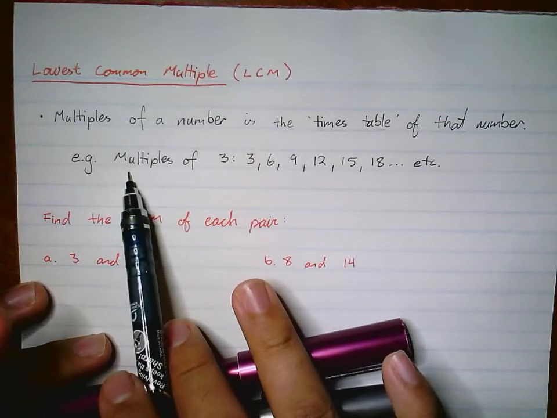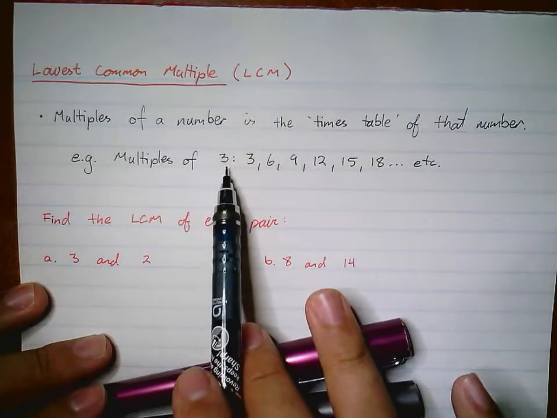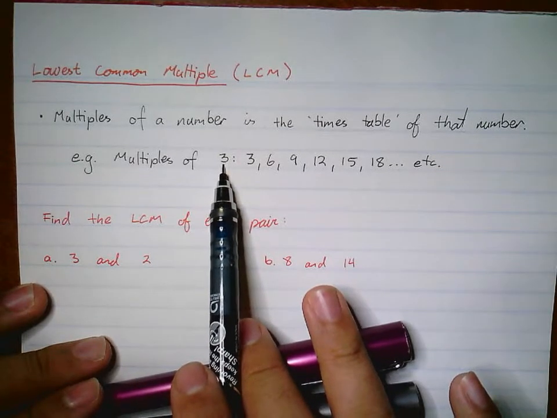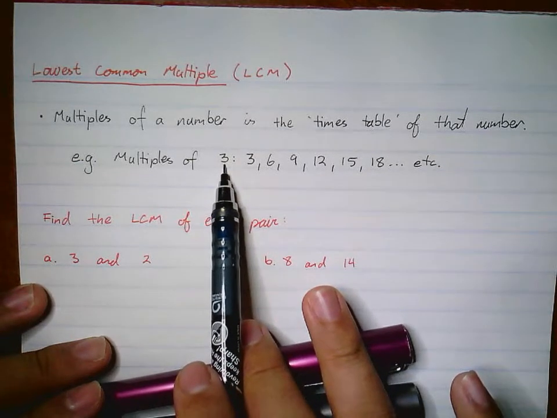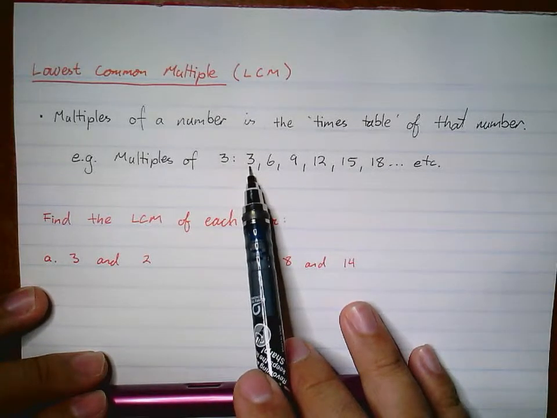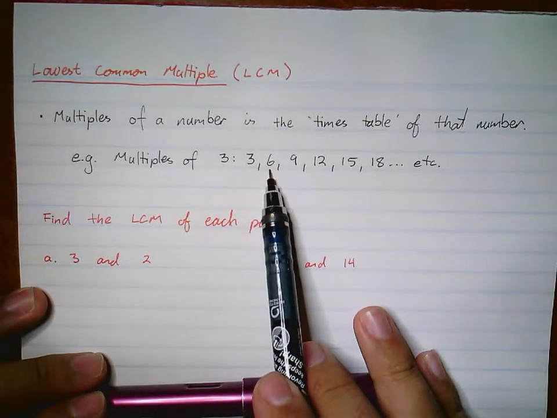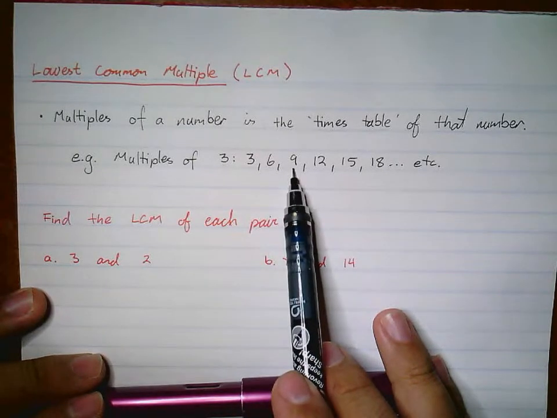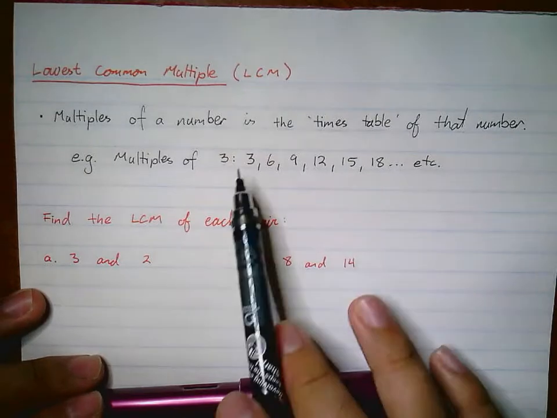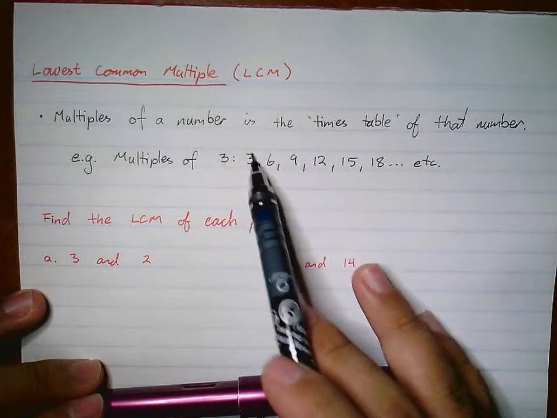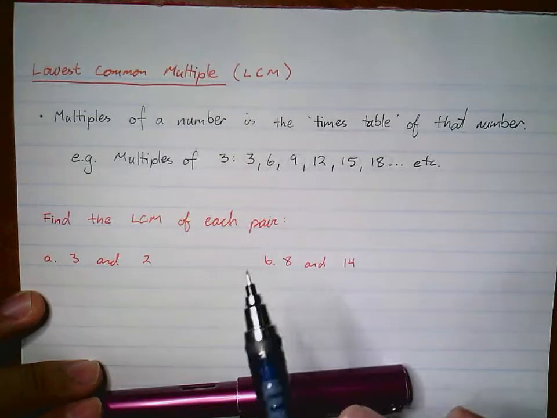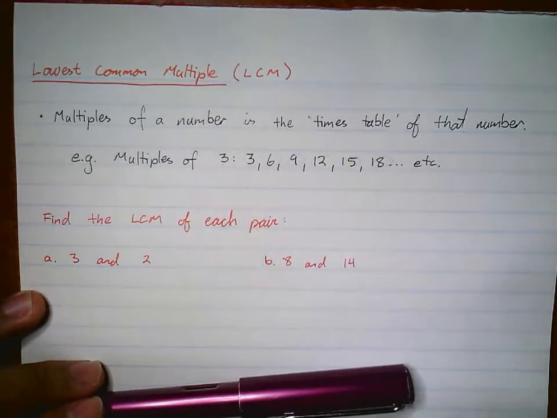So if somebody says, what are the multiples of 3? We just start doing the times tables of that number, starting from 3. So 3 times 1 is 3. 3 times 2 is 6. 3 times 3 is 9. 3 times 4 is 12, and so it goes. So these numbers here are all multiples of 3.